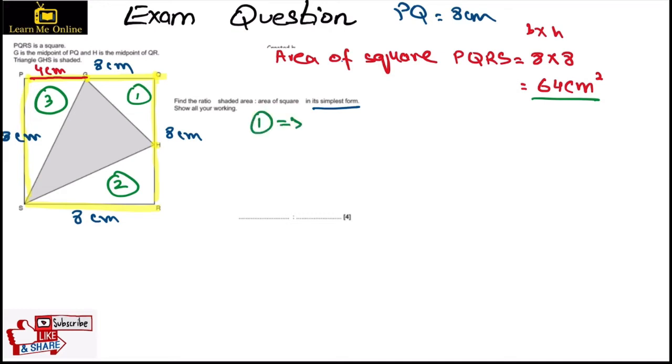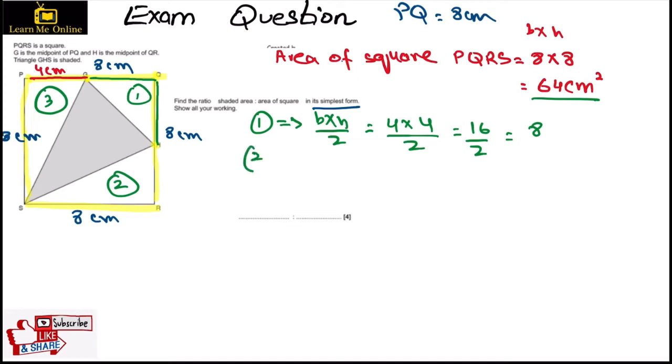I'm finding the area of triangle 1. Because we know that the total is 8, this is 4, and this is 4 as well. The area of a triangle is base times height divided by 2. So you're going to do 4 times 4 divided by 2, and 16 divided by 2. So half of 16 is 8.